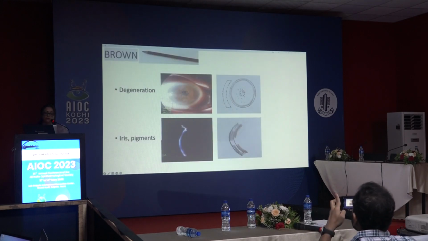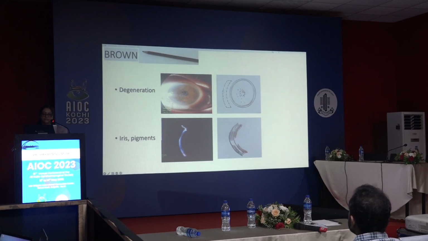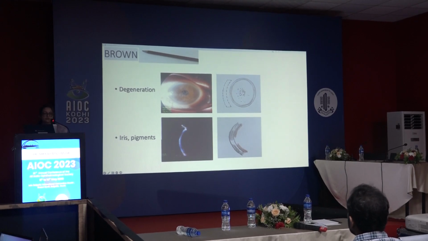Now let's come to brown. With brown, we show degenerations, any kind of degeneration, whether it is spheroidal degeneration, or in this case, you can see the arcus senilis. So I have shown arcus senilis with brown and dystrophies with black. And you all know iris and iris pigments we show with brown color.